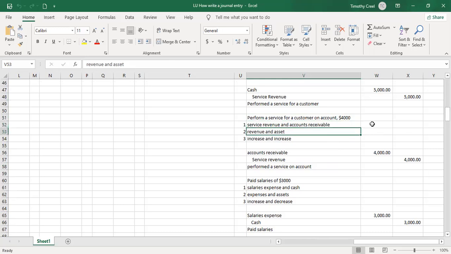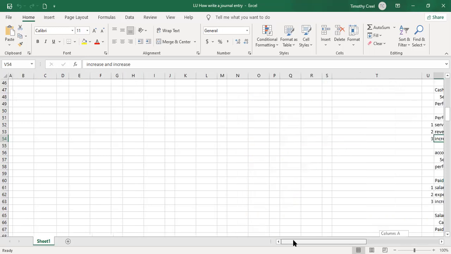We'd say, where do these belong in the accounting equation? Service revenue would be a revenue. Accounts receivable is an asset. Are we increasing or decreasing these accounts with this transaction? If we're performing a service, anytime we perform a service, we're increasing the revenue. And in this case, if we're allowing the customer additional time to pay, we're increasing the amount that that customer owes us. So we're increasing accounts receivable.